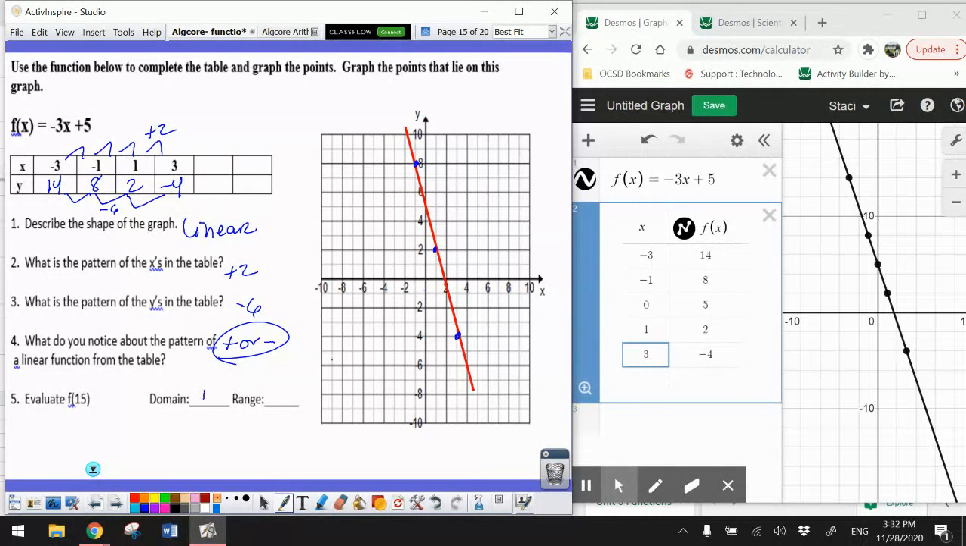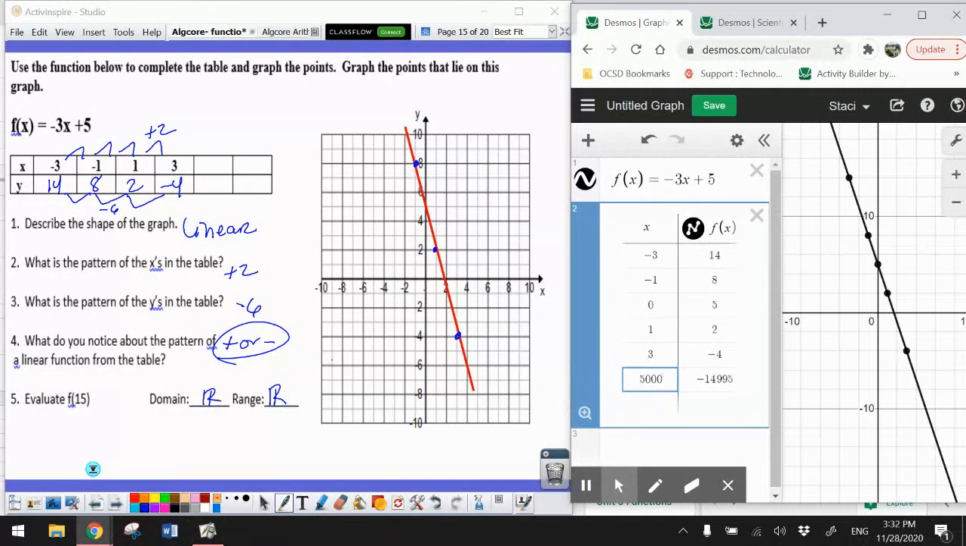Now we know that the domain and the range on linears are always all real numbers. There are no limits. I could go on forever. I could go over here on my table and put in 5,000, and it would tell me what the value is. I could also put in negative 50, and it will tell me what the value is. There is no limit on my x and my y.